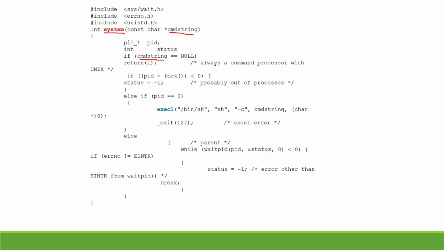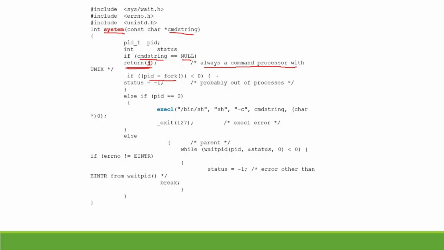If the command string is equal to null, so if no command is passed to system, then the return value is a non-negative number, 1. Why do I have to return 1? Because there is always a command processor with Unix. So if system is supported by the operating system, and if the command is null, then I have to return the value 1. Then, using the fork system call, a child process is created.